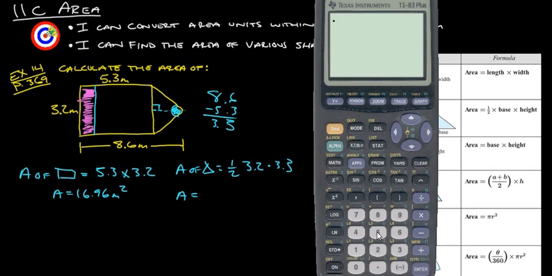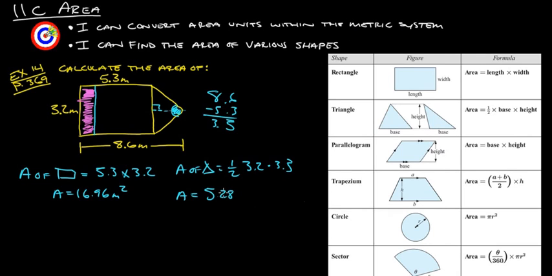So we got 0.5 times 3.2 times 3.3, and we get 5.28 instead. So again, we can take 16.96 plus 5.28, and let's see, hopefully I can do my math right this time, that gives us 22.24 square meters. Okay, that is better. That's the correct answer. Sorry about that.